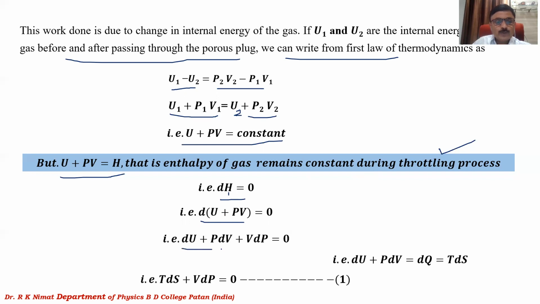But dU plus PdV is nothing but dQ according to the first law of thermodynamics, and according to the second law of thermodynamics, dQ is nothing but TdS. So we use TdS in place of dU plus PdV, and you will get the equation TdS plus VdP is equal to 0. After considering all these thermodynamic changes, we can write TdS plus VdP is equal to 0.